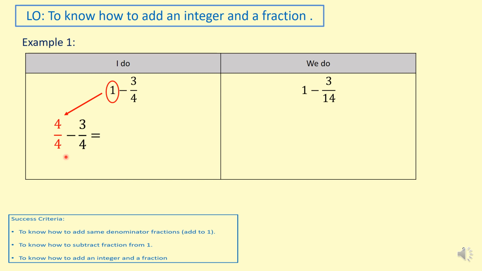Look at the denominators, they are the same. So you're going to write one of the denominators and subtract the top. So I have the denominator as 4 and then 4 take away 3 at the top. And 4 take away 3 is 1 and the denominator stays the same, and I can't simplify, so that's going to be my last answer. Now pause the video and have a go, please.